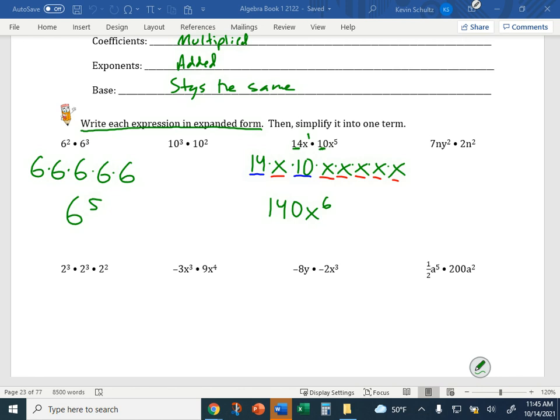We have 1/2 a to the 5th times 200 a squared. And again, you know you're using this multiplying by the same base rule because we can see that multiplication symbol there, right? And that's your hint that we're using this rule. So 1/2 times a to the 5th is 1/2 times a times a times a times a times a times 200, my second term now, my coefficient 200, and then a squared. So a times a.